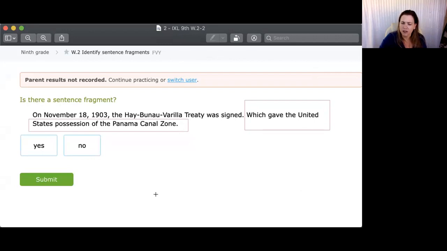So it says, is there a sentence fragment? On November 18th, 1903, the Haye-Bonao-Varia Treaty was signed. Is that a complete sentence? Yes, it is a complete sentence.